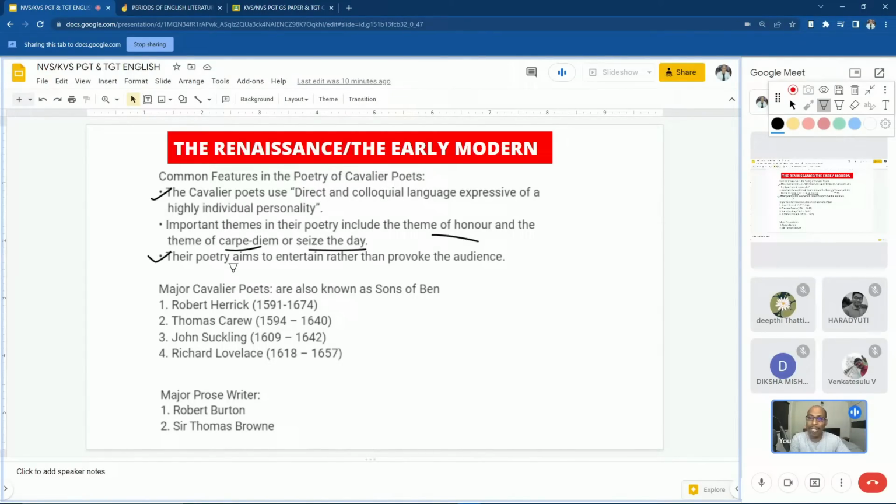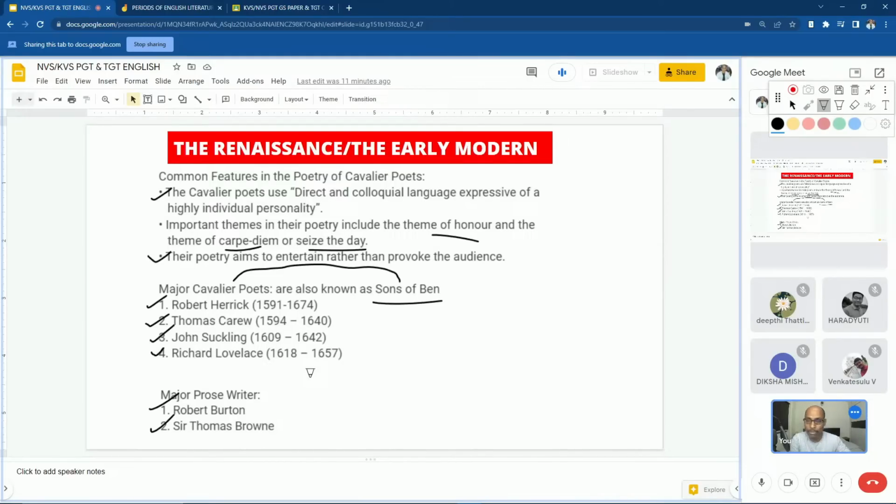And the major Cavalier poets are also known as the Sons of Ben. From an examination point of view, they will give you a question: who is not considered under the Sons of Ben. So understand, find out this one. Always remember the Cavalier poets are also known as Sons of Ben, and these were the four Cavalier poets who supported the king: Robert Herrick, Thomas Carew, John Suckling, and Richard Lovelace. So these four were the Cavalier poets, and there were two major prose writers: Robert Burton and Sir Thomas Browne.